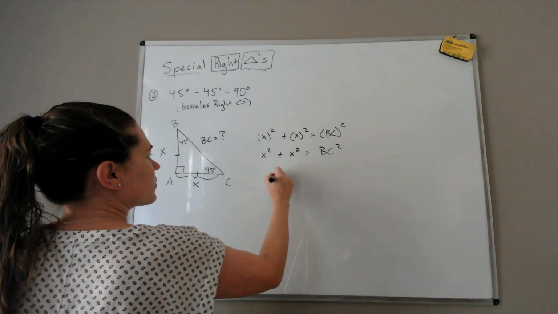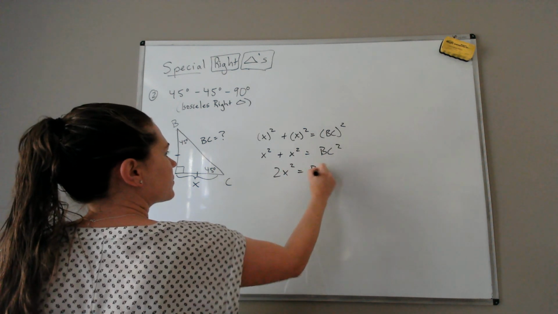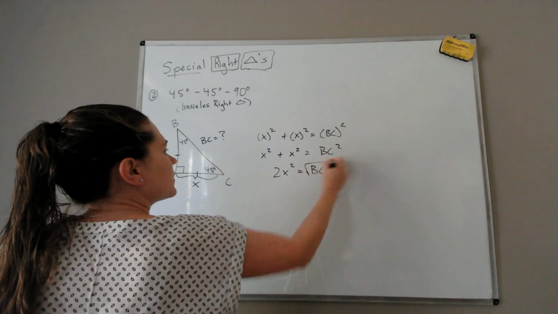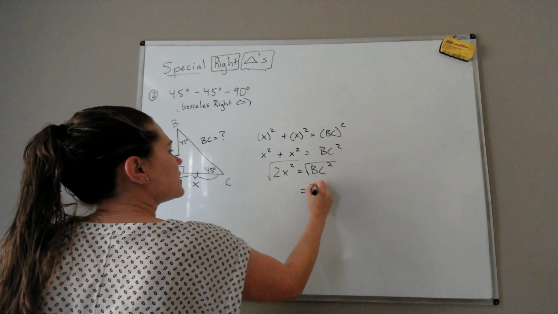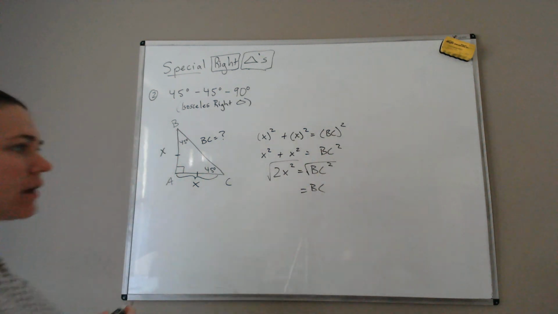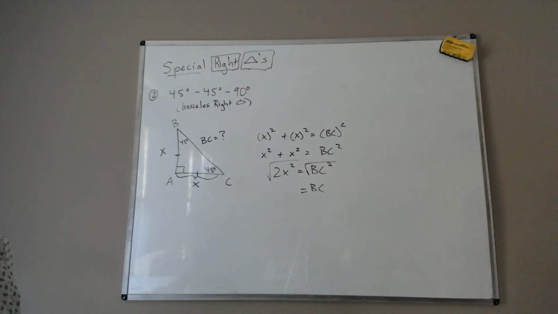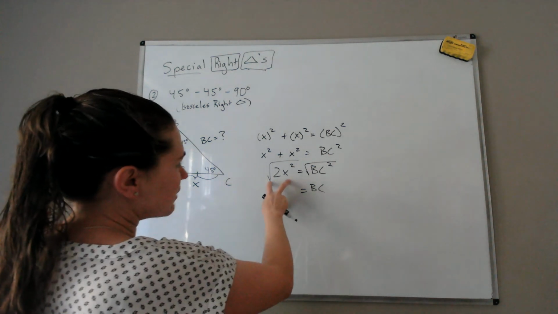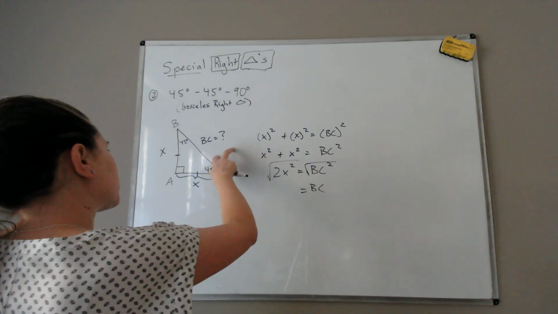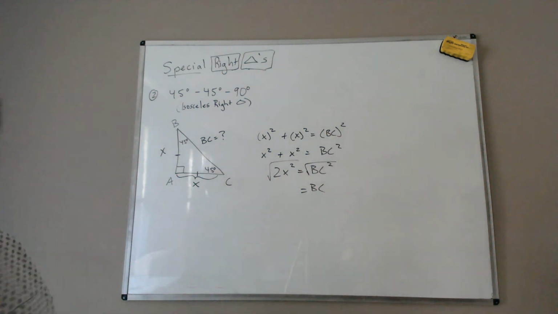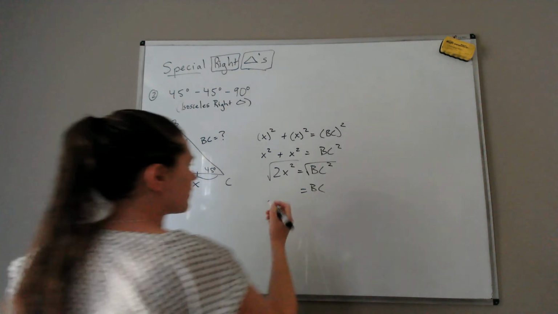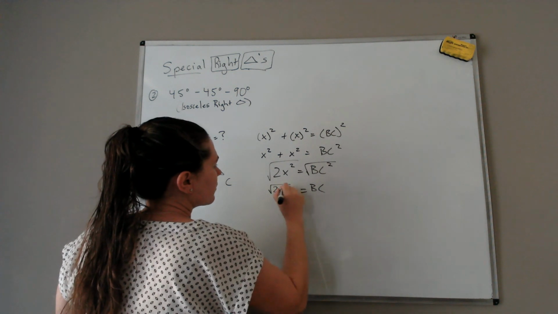x squared plus x squared, that's 2x squared equals bc squared. We take the square root of both sides so that we get bc by itself. Now technically, when you take the square root of an unknown squared, you get the positive and negative of this root. But since we're talking about a triangle's side length, it can't be negative, it can only be positive. So we just have the positive square root of 2x squared.